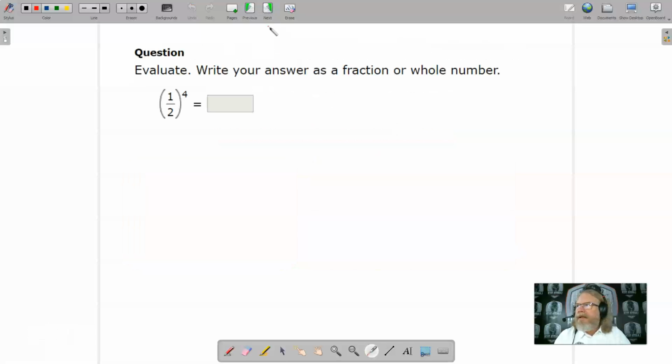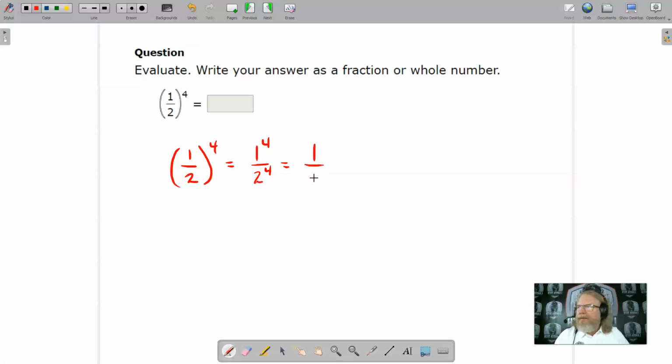All right, let's go ahead and take a look at our first one here. We have 1/2, and it is to the power of 4. So we know we can rewrite this. Let's apply the exponent of 4 to the numerator, and we'll apply it to the denominator as well. Well, 1 to any power is still going to equal 1, because it's just 1 times 1 times 1 times 1, and we still get 1.